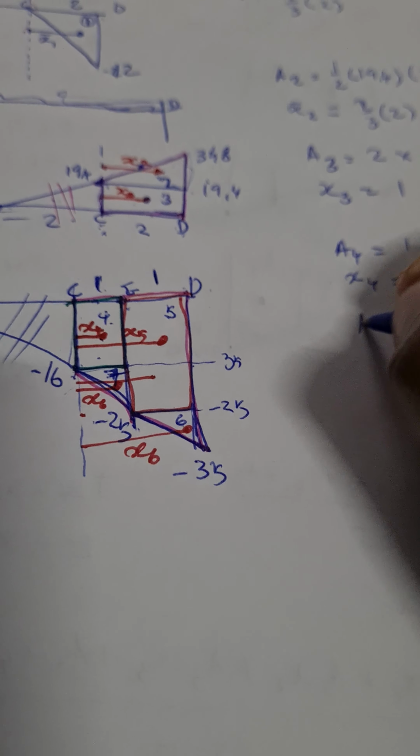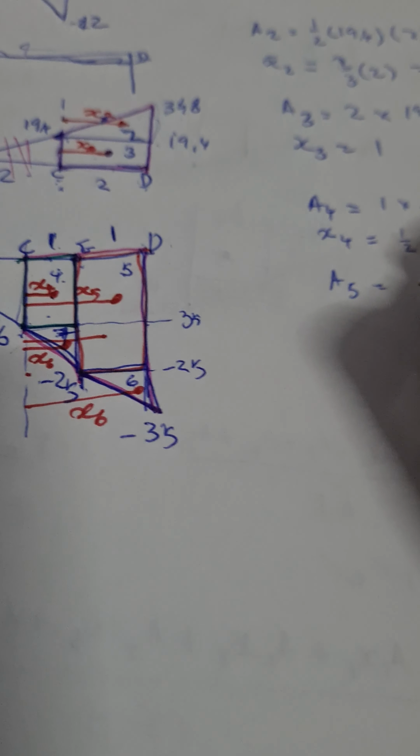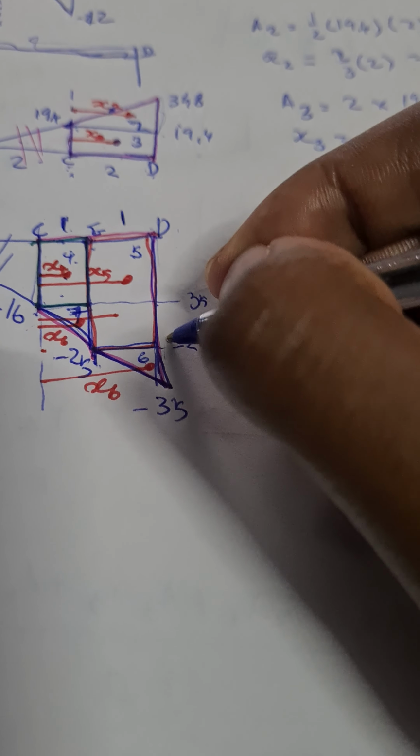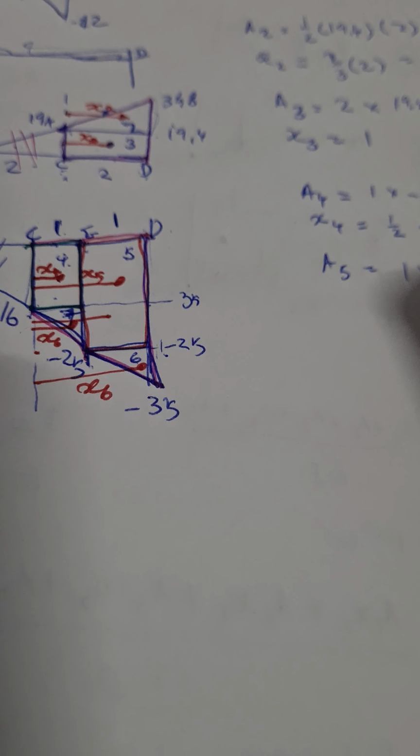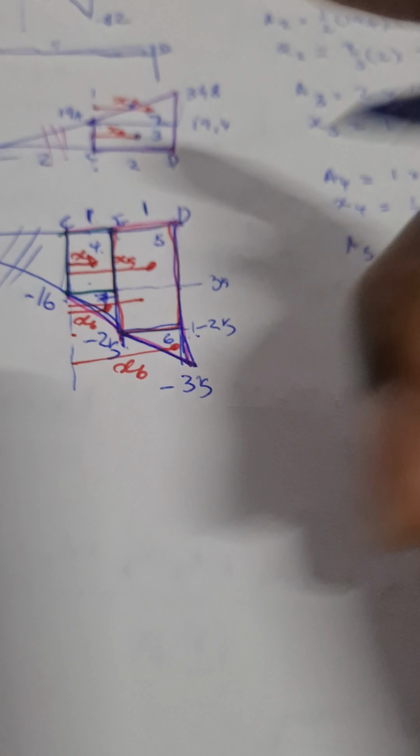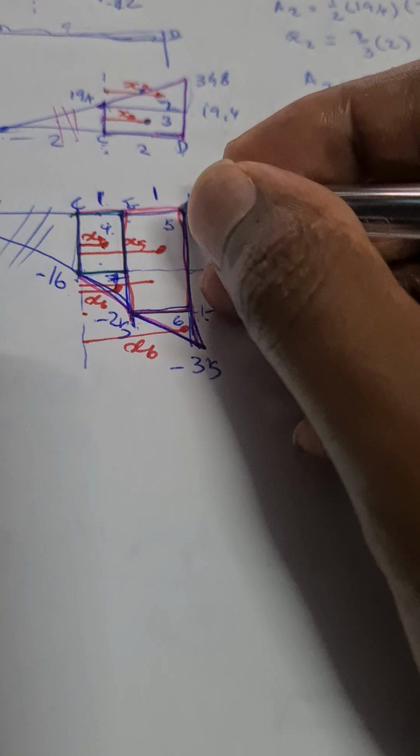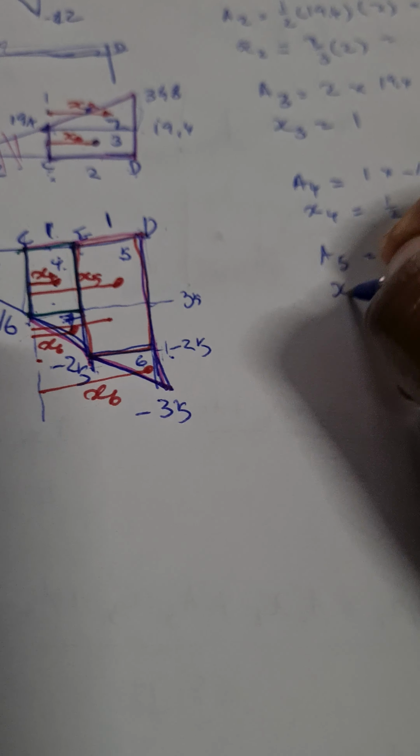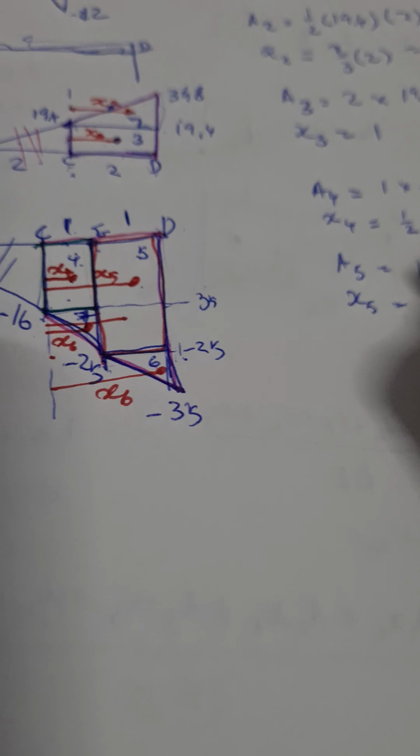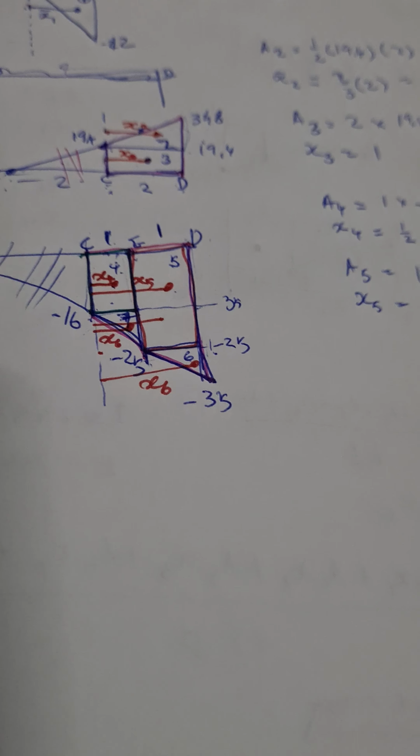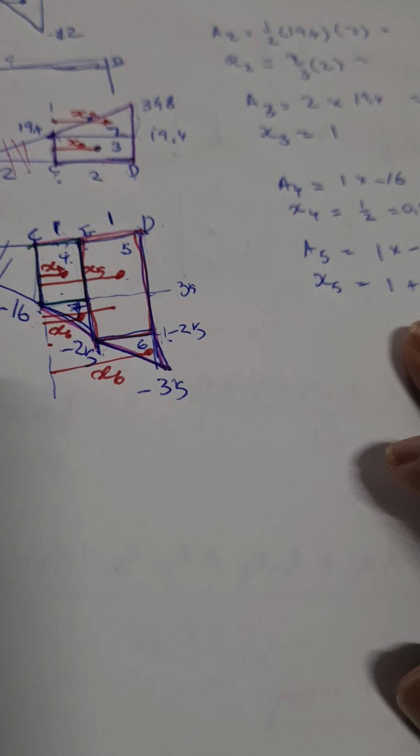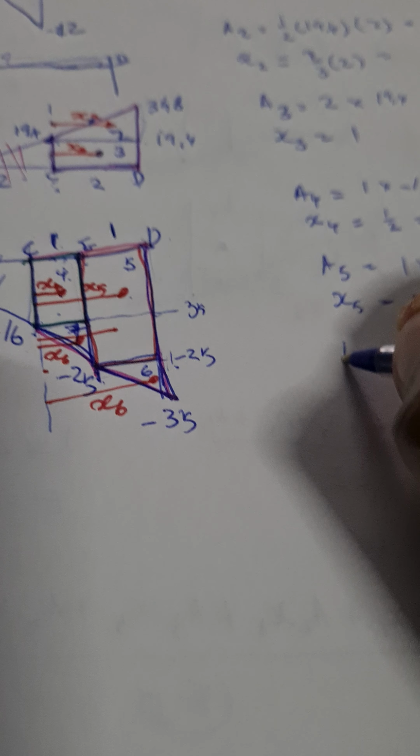Then again, A5, so we are talking about this. So it's going to be 1 times, what is the height here? Minus 25 times minus 25. Right? Not 16. Don't divide it further because you can see simple shape. Then x5 from here up until here, it's what? It's gonna add 1. First there's a 1 plus 1 over 2, which is 1.5. Right?